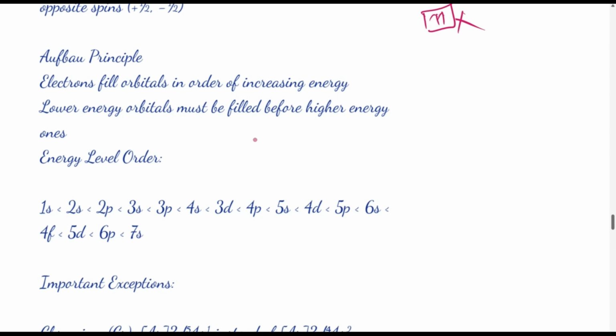Here you can find the twist. After 3p, 4s will come and then it goes to 3d. Because the energy levels of 3d and 4s are close to each other, and so on. When we discussed the chapter, we saw that in detail. Here you can see this is important.